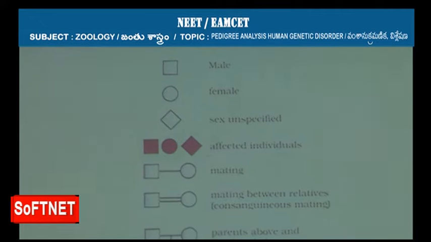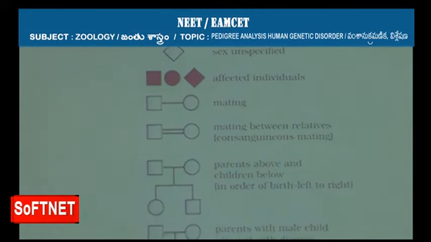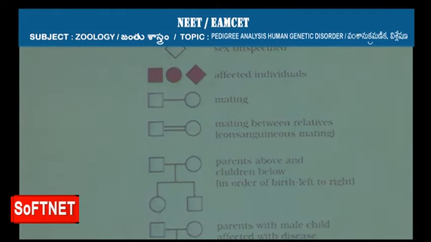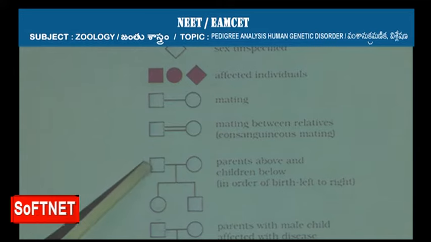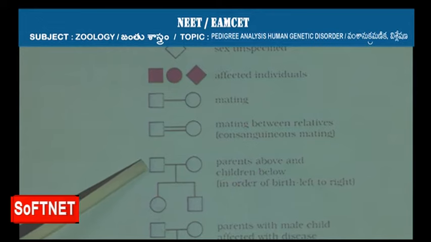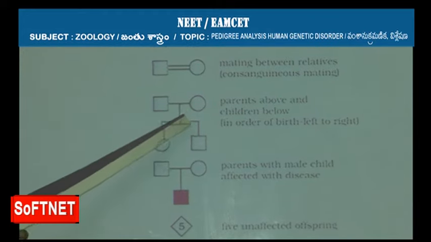A cross made between a male and a female is connected by a horizontal line. It represents a mating. If they are connected by two horizontal lines, it is a mating between closely related individuals, and that is consanguineous mating. The first generation, the parental generation, and the offspring, the next progeny, are connected with the help of a vertical line. So a male and female represent the parental generation, and the next male and female represent the progeny.